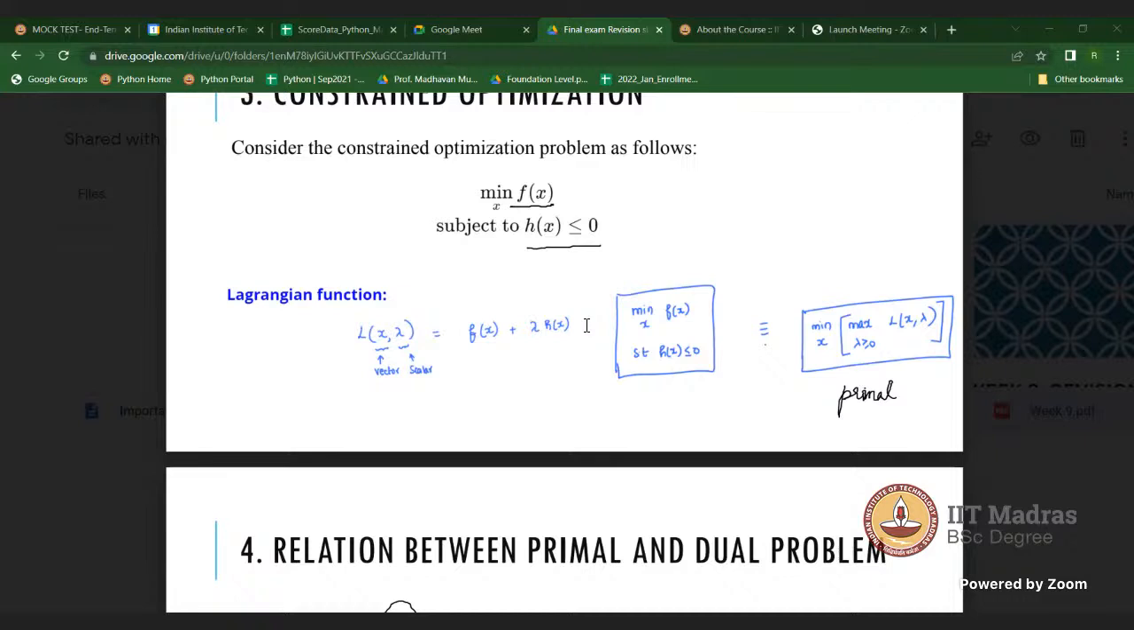Yes, sir. But sir, why do we want to maximize the Lagrangian function? I'll come to that in a bit.